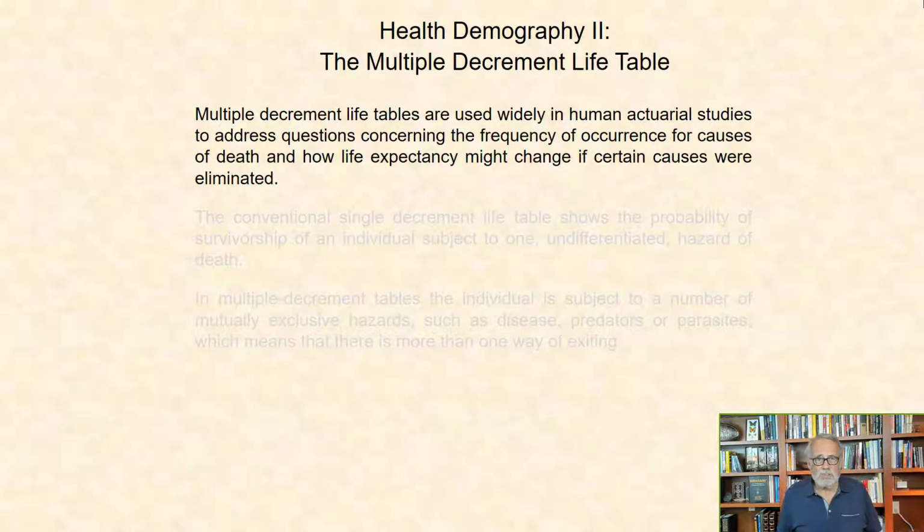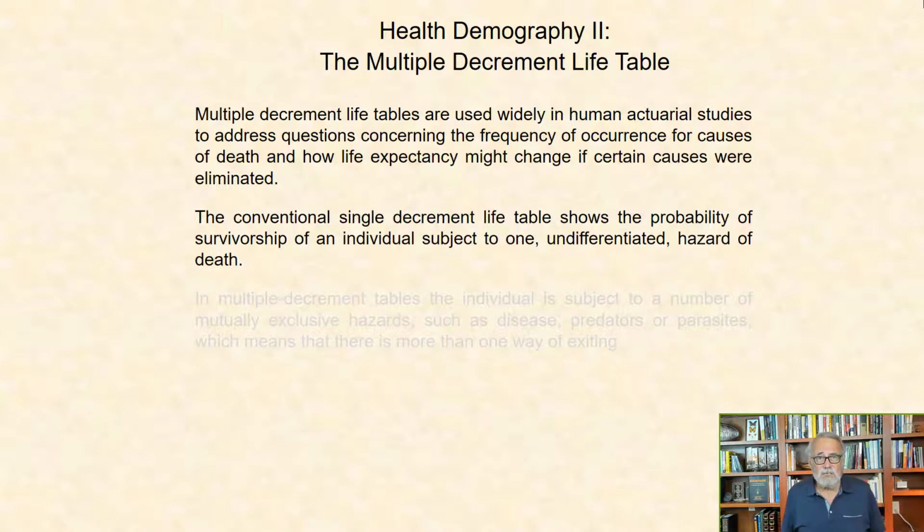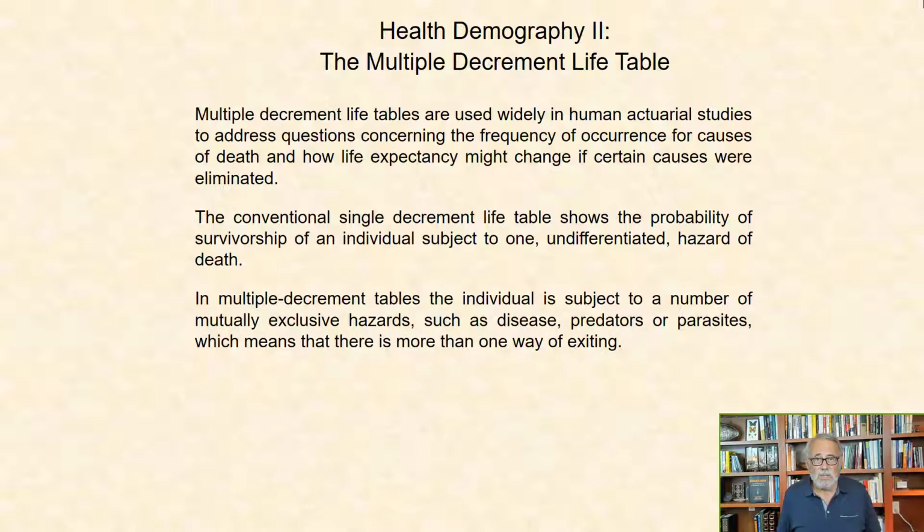Multiple decrement life tables are used widely in human actuarial studies to address questions concerning the frequency of occurrence for causes of death and how life expectancy might change if certain causes were eliminated. The conventional single decrement life table shows the probability of survivorship of an individual subject to one undifferentiated hazard of death. In multiple decrement tables, the individual is subject to a number of mutually exclusive hazards, such as disease or, in non-human species, predators and parasites, which means there is more than one way of exiting.